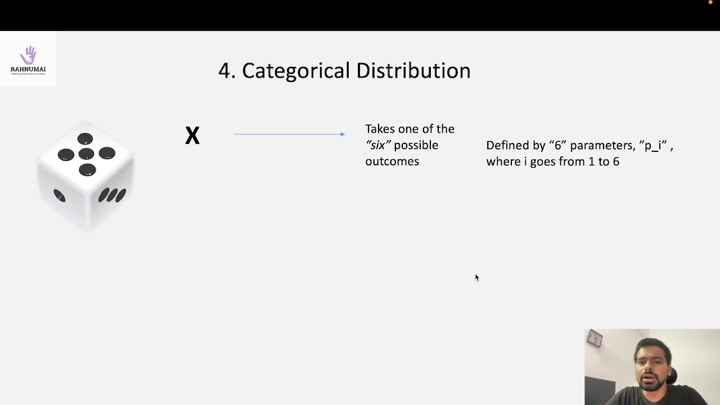Also, one thing to notice here is that the sum of the parameters will be equal to 1. Why? Because only six outcomes are there, and no other outcomes. So the probabilities are getting distributed across all the outcomes, so the sum has to equal 1. So that is about categorical distribution.